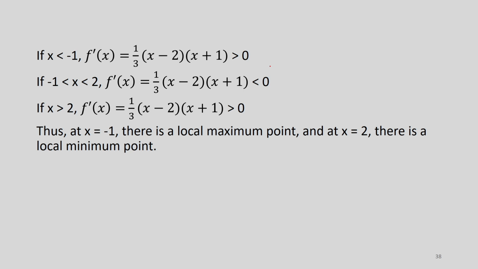So, to the left of minus 1, f dash of x is positive, between minus 1 and plus 2 it is negative, and to the right of 2 it is positive, which basically means first the function rises and then it reaches a maximum at minus 1, and then it declines and reaches a minimum at x is equal to 2, and then it goes on rising, which helps us to conclude that x is equal to minus 1 is a local maximum point and x is equal to 2 is a local minimum point. So, this is about the first derivative test.